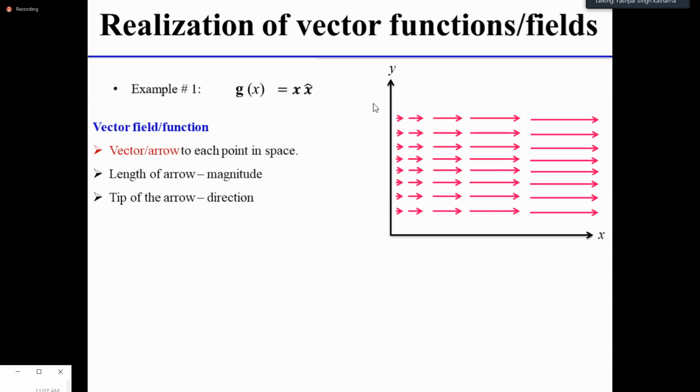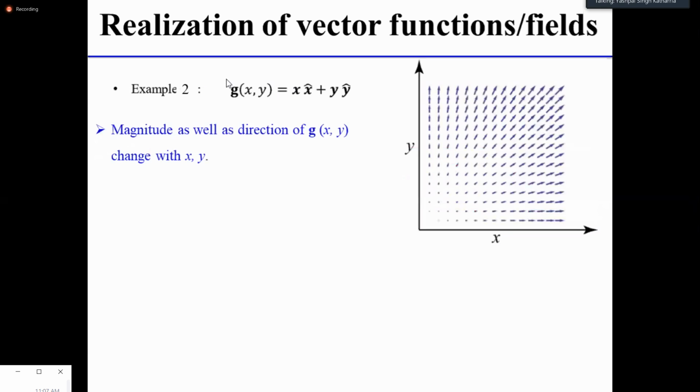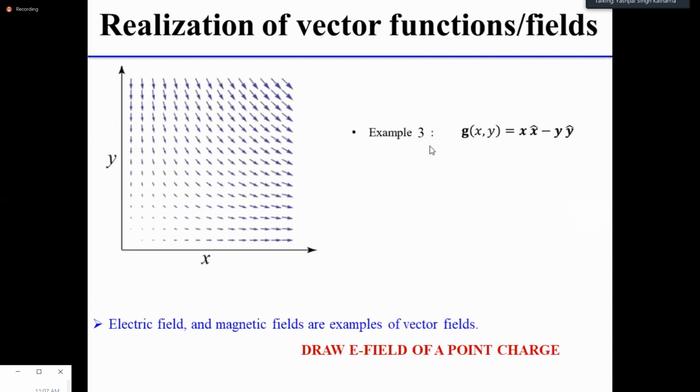And as this does not depend on y, obviously these arrows will remain of the same length, or the function will have the same value with different values of y. So this arrow length obviously represents the magnitude, and the tip of the arrow gives the direction. Same way, I also gave you the examples of two-dimensional functions like x cap plus y cap, or even x cap minus y cap. So with this, I hope you are able to understand how a vector field or a scalar field or a scalar function can be understood.